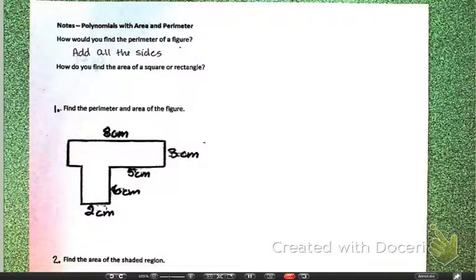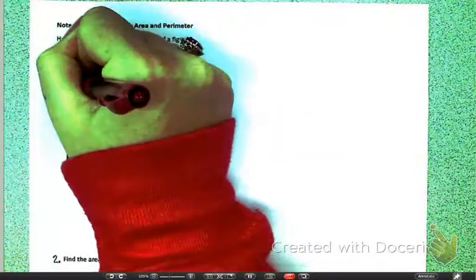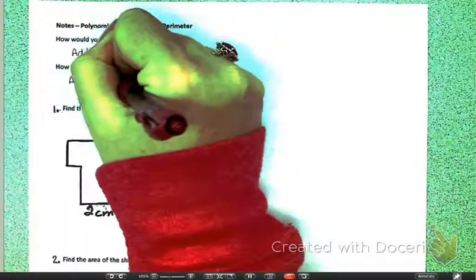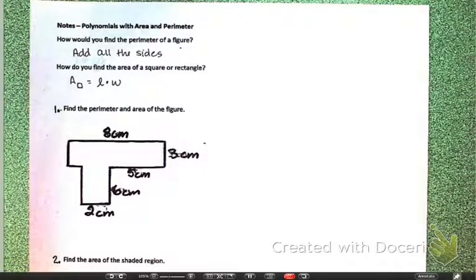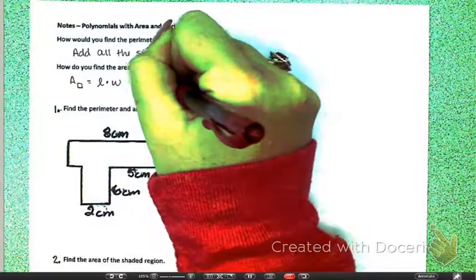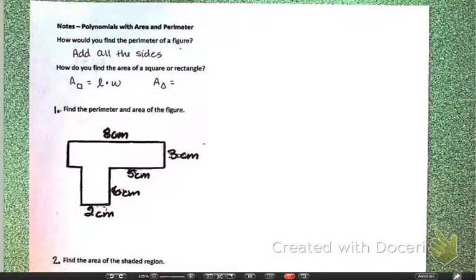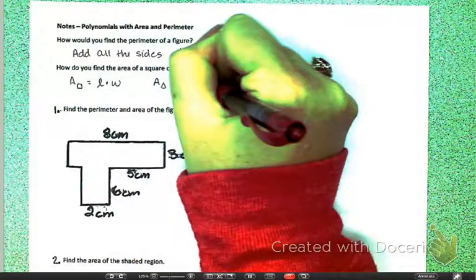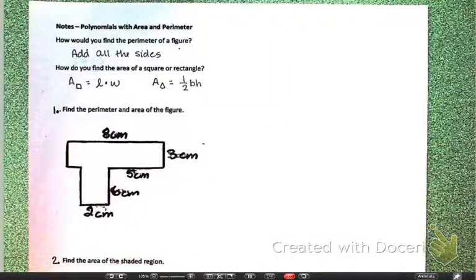How would you find the area of a square or a rectangle? What's the area of a square or a rectangle? Length times width. Only one person knew that? And just for fun, because you may need it, how do you find the area of a triangle? 1/2 the base times the height. That might be important to write down, especially if you don't remember it, because you probably will need it for your homework.